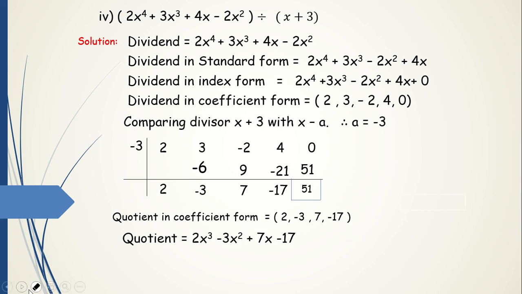Now the quotient is: 1, 2, 3, 4 terms are there, means cube. Right, 2x cube minus 3x square plus 7x minus 17, and the remainder is 51.